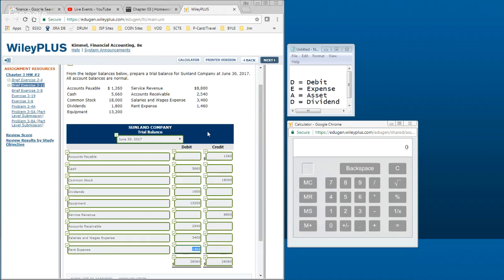And the cool thing about a trial balance is it's a quick snapshot of your ledger balances to see if things will balance. So if we have these all in order, which I've already done the work on Wiley, they should add up, and they do. So we'll just put it in my calculator real quick. 1,260 plus 18,000 plus 8,800 equals 28,060. And if you add all these up, the other side will balance as well.